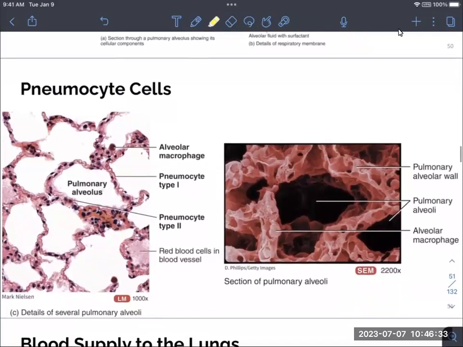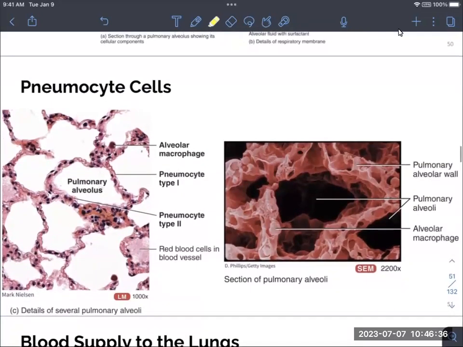So these different pneumocyte cells. In this microscope slide, you can see some of these alveolar macrophages, these type 1 alveolar cells. The type 2 pneumocytes tend to stain a little bit darker. They're a little bit thicker.